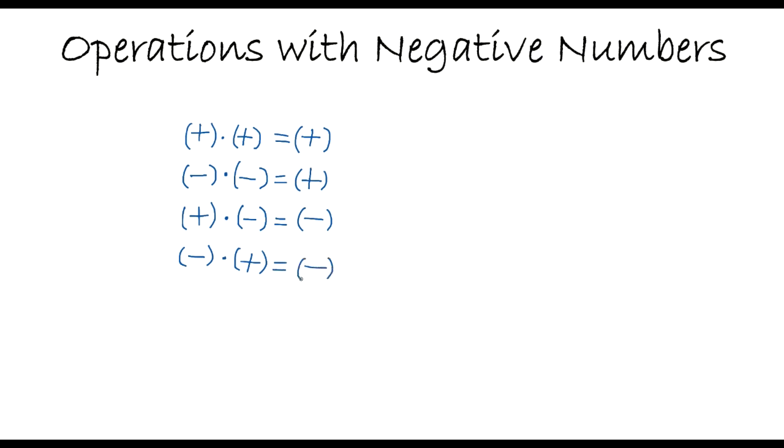So it is very easy to remember. When you have two signs multiplied and both signs are same, then you have positive. When you have two signs multiplied and the signs are different, one is positive, another one is negative, then you have negative as a result.